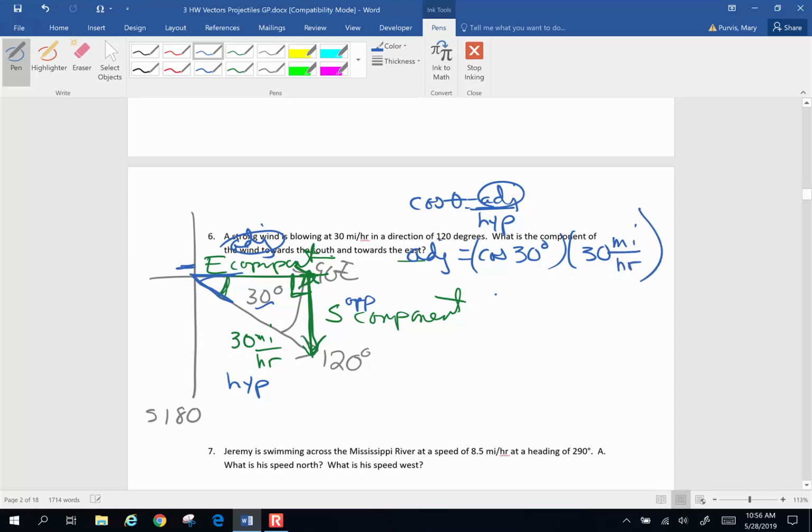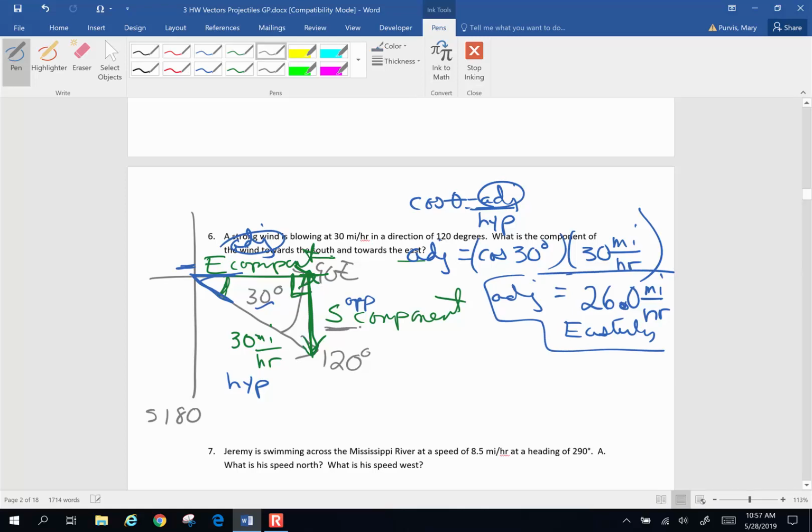When I put those numbers into my calculator, 30 cosine times 30, rounding off to 3 digits, I end up with 26 miles per hour. And that's going to be the component in the easterly direction. All right? Now, what about the component in the southerly direction?